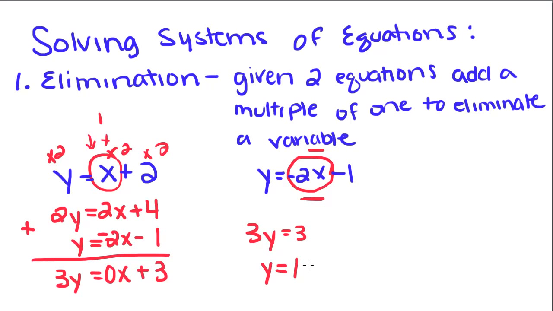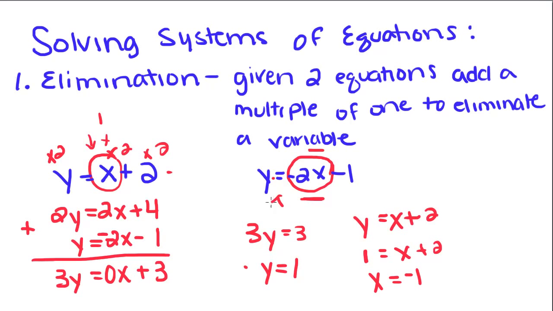So now we have to take this y and plug it into either one of these equations. And we're going to do it into both of them just so you see that you'll get the exact same answer. So y is equal to x plus 2. Since we know y is equal to 1, we're going to plug it in for y. You get 1 equals x plus 2. If you subtract the 2 over, you get x equals negative 1.